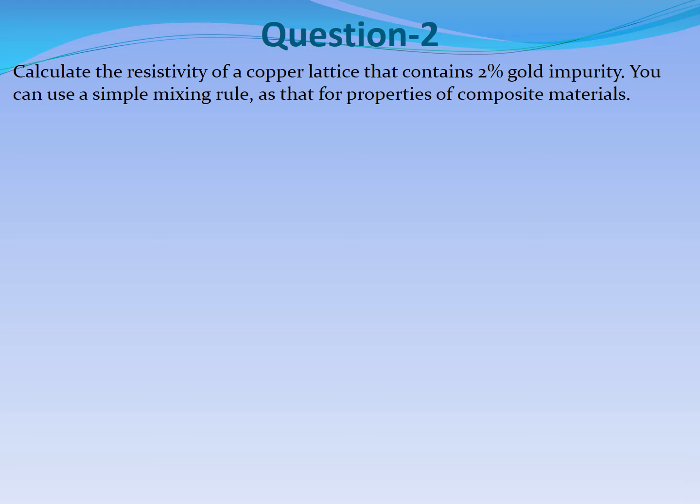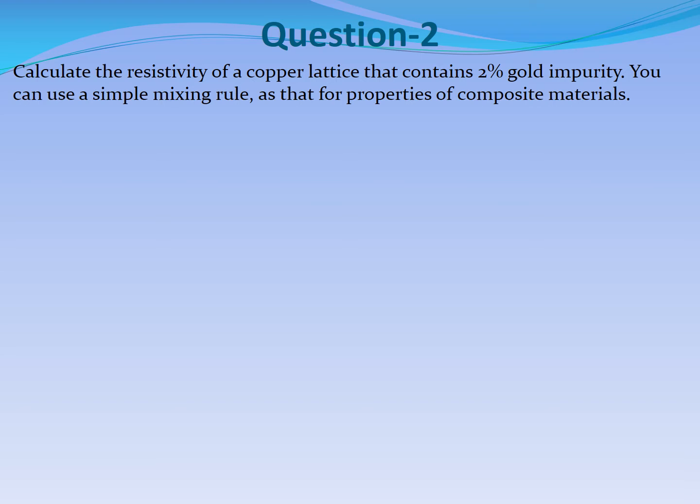So copper lattice, the base material is copper and there is a small amount of gold in it, right? 2% gold, 98% copper. So the base material is copper. Every composite has a matrix material. So the matrix material is copper and the small amount is gold. So this is a metal composite, a metal matrix composite. This is important.